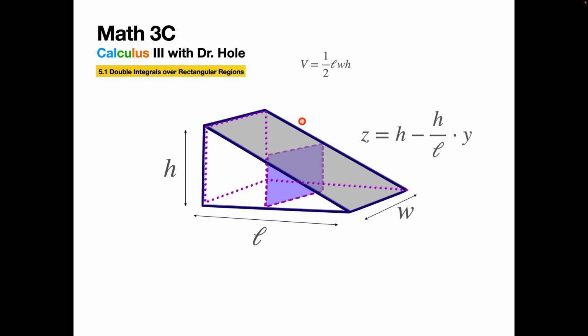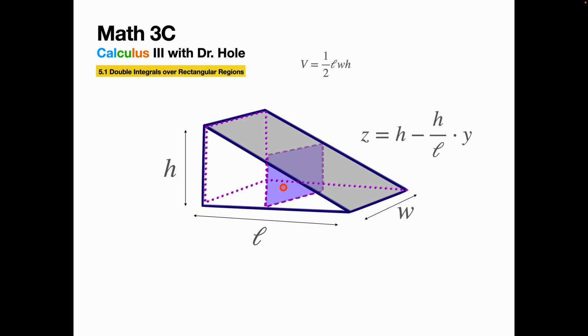Remember that up and down is z. Out from the origin to the right, y's get bigger. You have a z-intercept of h. Let y be 0, then z is equal to h. How big can y get? Let y get as big as L, and then you want it to cross the y-axis. So when y is equal to L, you get h minus h.